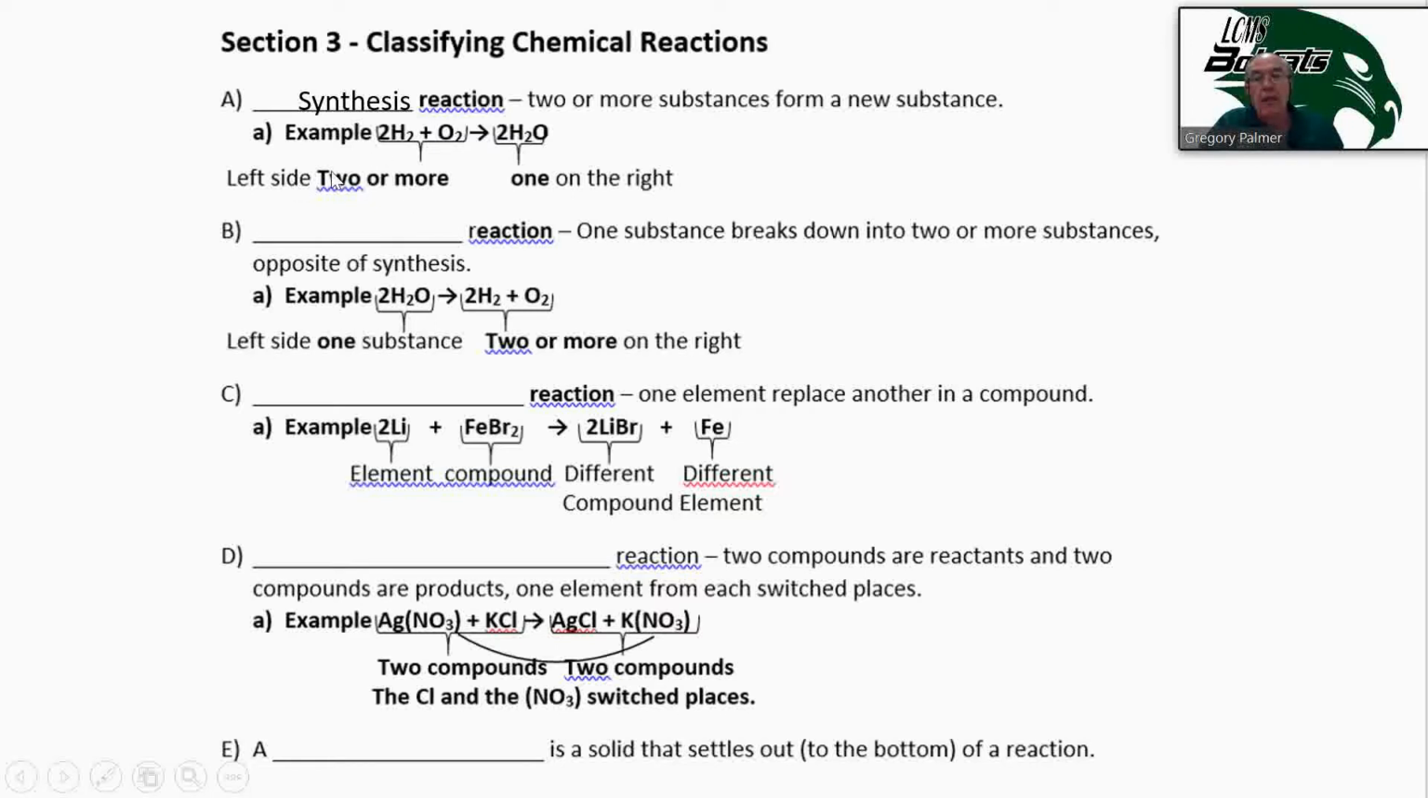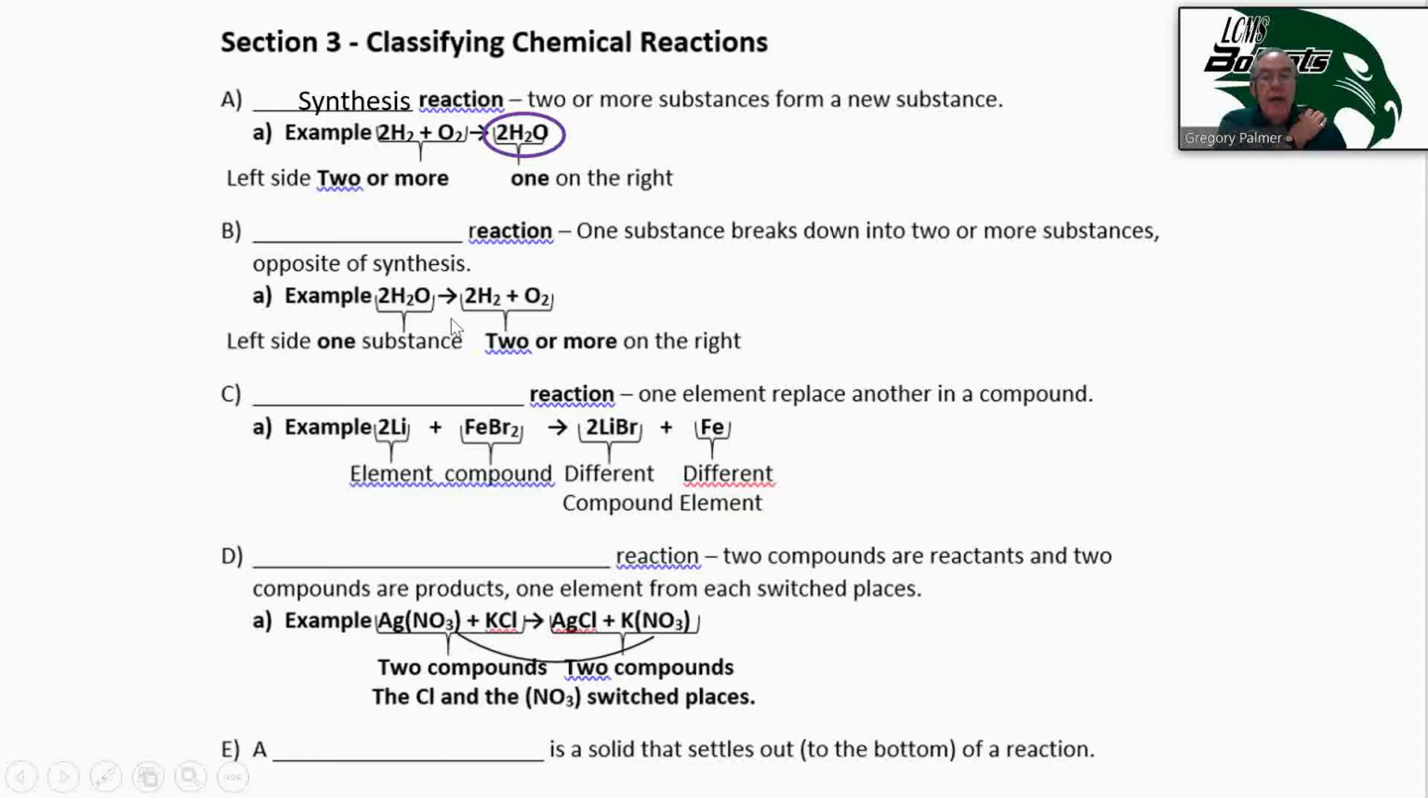So on the left side, we have two or more things. We have hydrogen and oxygen. On the right, we have just one. And that's one of the ways you can tell if it's a synthesis reaction, if there's only one product, like this H2O. There's only one formula over here.